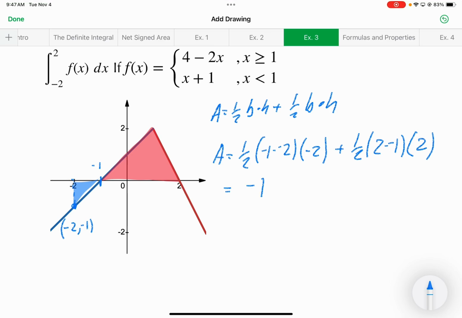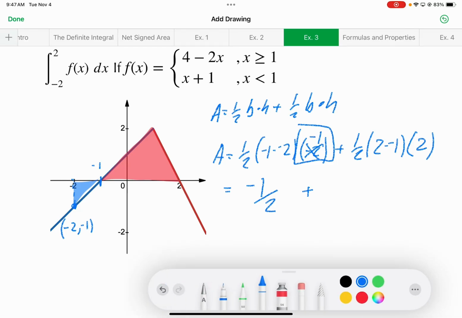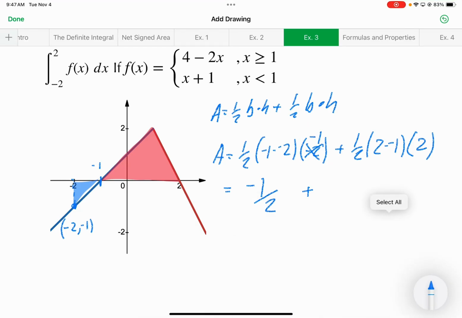Did I do that right? Wouldn't it be negative 1/2? Oh, this is negative 1 right here. Sorry, this last value should be a height of negative 1, not negative 2. That's my bad. The next one would be 3/2, no, just 3. So then 5/2 units squared.